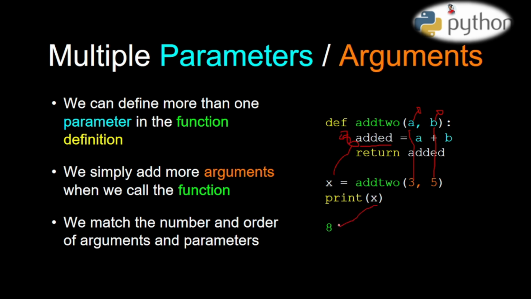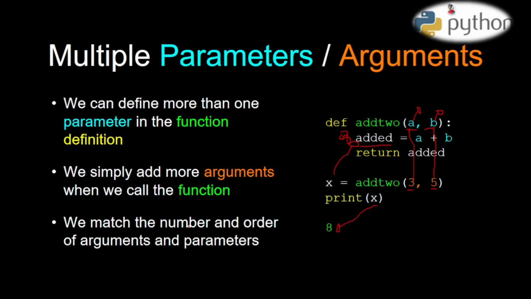When we print x, the output is 8. So ሁለት ፓራሜትር ካለን ሁለት ቫሪያብል ካለን ፓስ በምናደርግበት ሰዓት ምን ይጠበቅብናል? ሁለት አርጊውመንት ይጠበቅብናል ማለት ነው። ሁለት ኢንቲጀር አርጊውመንት ይጠበቅብናል ማለት ነው። Then the output is displayed looks like this one. We can define more than one parameter in the function definition. Yes, we simply add more arguments when we call the function.